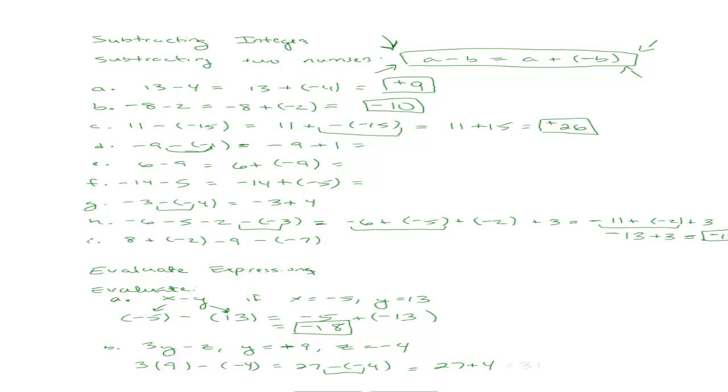This pattern right here should look familiar. Minus a negative, that's a double negative. So I'm going to rewrite this as a positive, 27 plus 4. And then when I add these two together, I am going to get 31. It's easy as that.